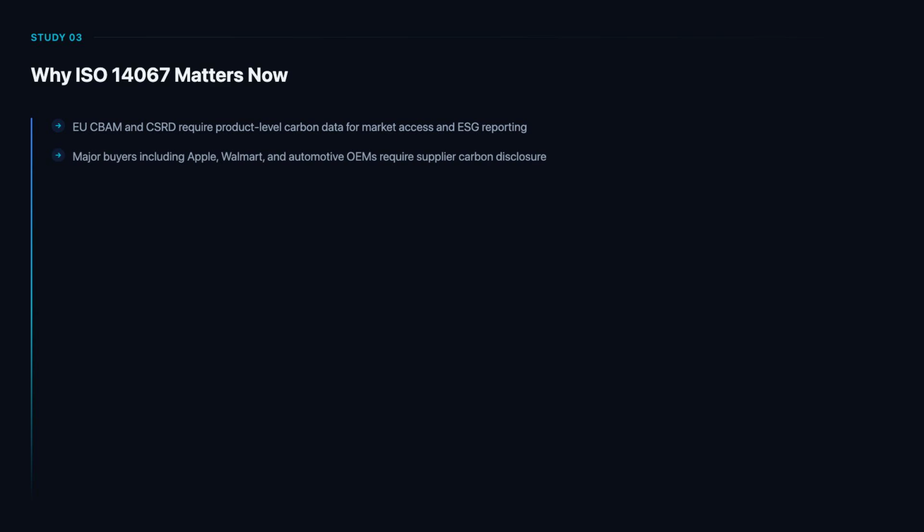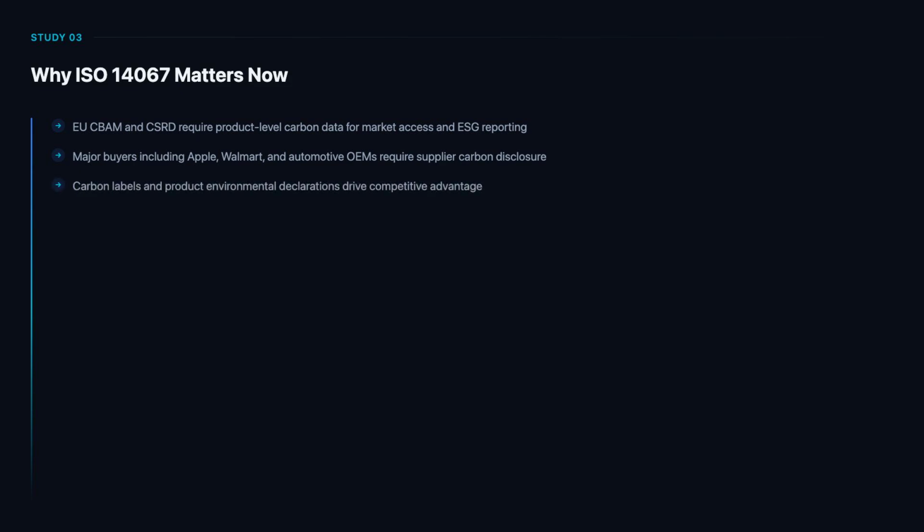Major corporations are cascading carbon requirements through their supply chains. Apple requires suppliers to report emissions and transition to renewable energy. Walmart's Project Gigaton tracks supplier emission reductions. Automotive OEMs demand life cycle carbon data for components. ISO 14067 provides the methodology these buyers recognize.